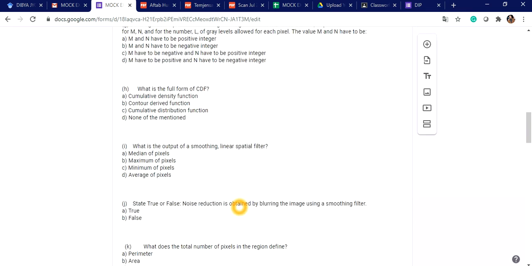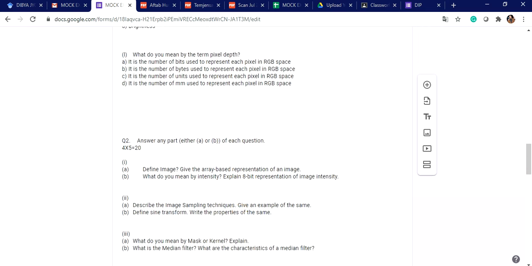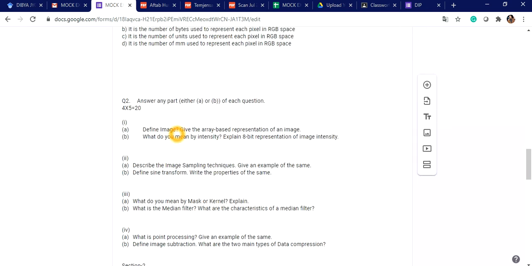Okay. Now coming to question number 2, here you need to answer either part A or B of every question. You need to attempt every question, but only one part of each. So let's take the first one. Define image, give an array-based representation of an image. So you need to define image. What does it mean by image that you have found in the textual definition of image processing? And for that array-based representation, you know about the pixel, that is the picture element in every matrix. In every array, every element is known as a picture element.